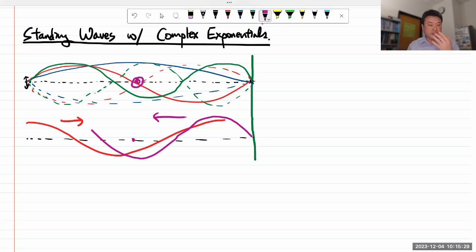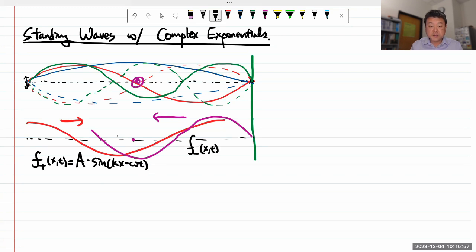And in order to get that description, we gave a description of these traveling waves. The wave that's traveling to the right, as a function of position and time, might be some amplitude times the sine of kx minus omega t. And the wave that's traveling to the left would be given as some amplitude times sine of kx plus omega t.